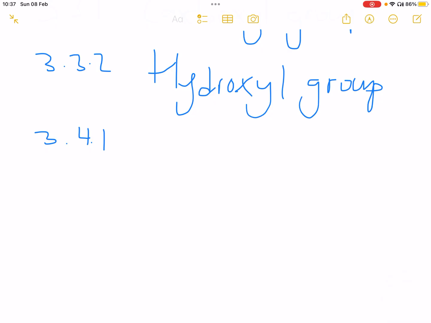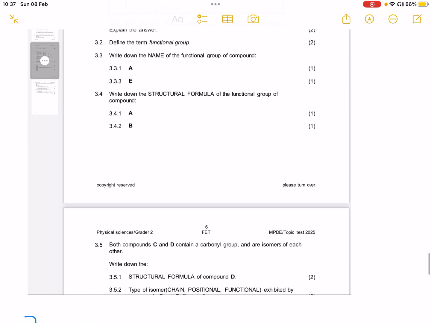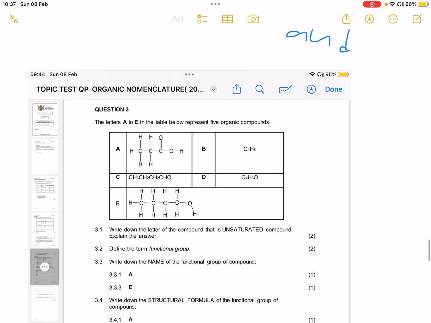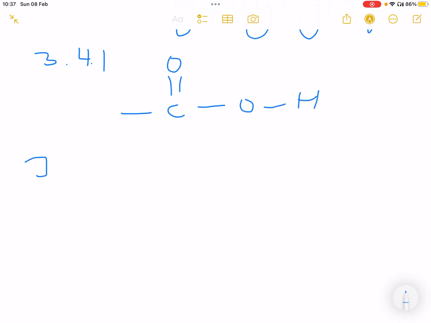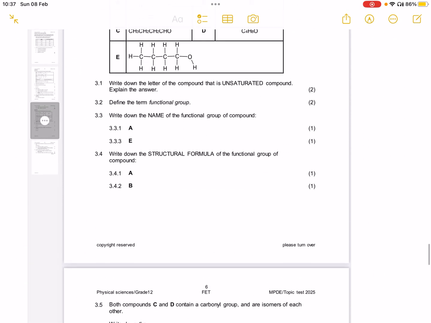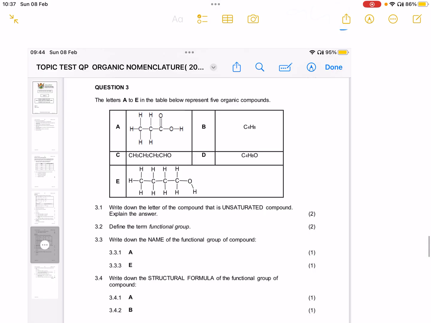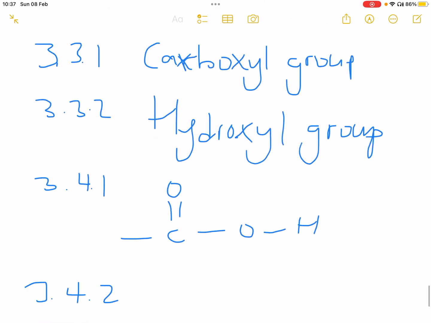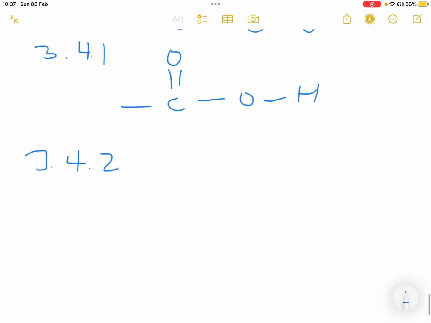3.4.1. What are we looking for? Write down the structural formula of the functional group for compound A. That is a carboxylic acid. So a carboxylic acid has this as a functional group: C double bond O, bonded to an O, and an H. 3.4.2 for compound B. Compound B is C4H8. That is CnH2n, and CnH2n is the general formula for an alkene. So an alkene will be seen by this functional group.